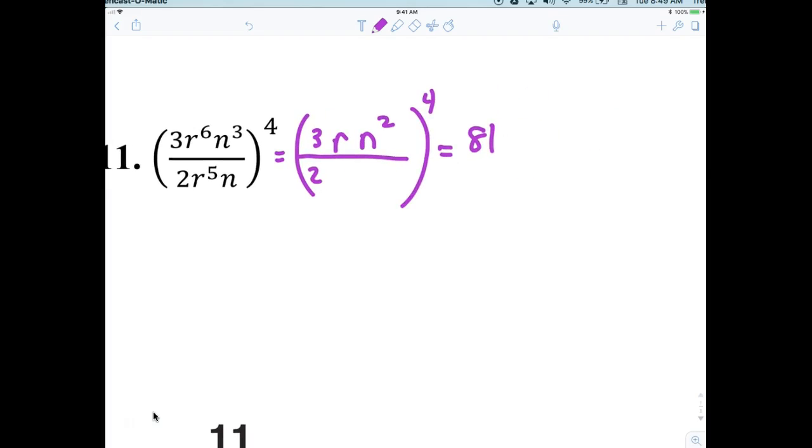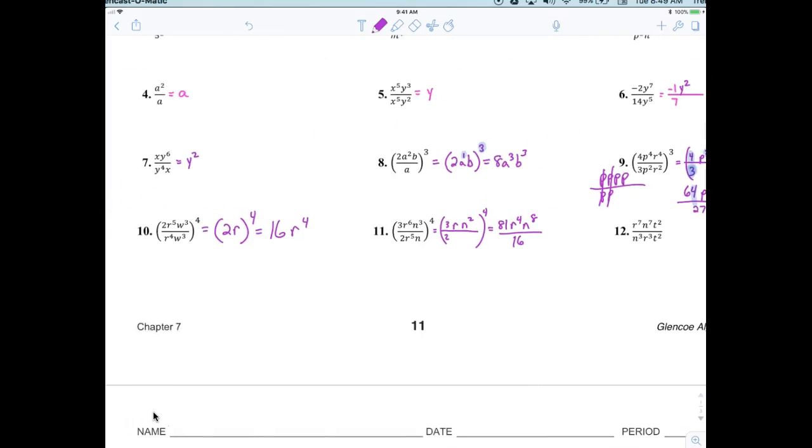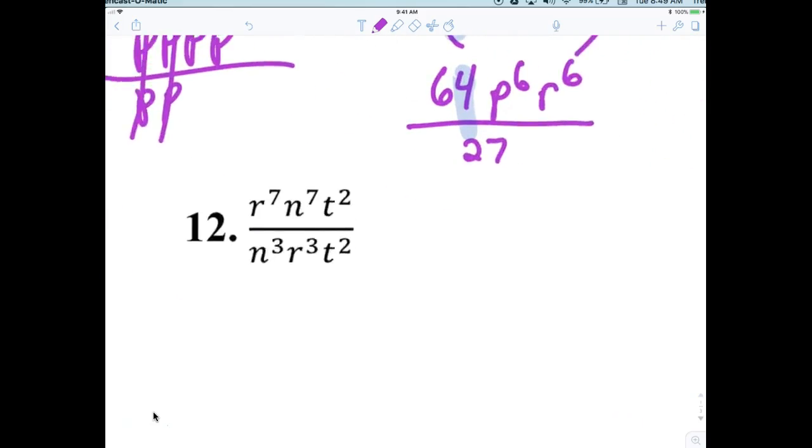And then it would be R to the n over 2 to the 4th. 2 times 2 is 4. 4 times 4 is 16. That's the best way to do that. All right? That's your answer. Let's take a look at 12.